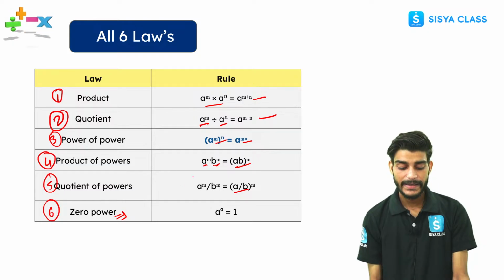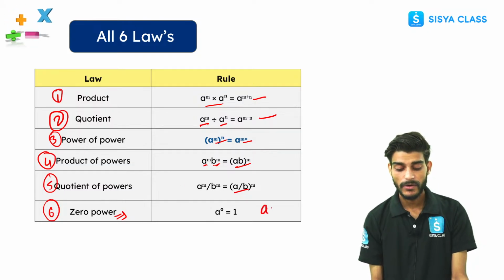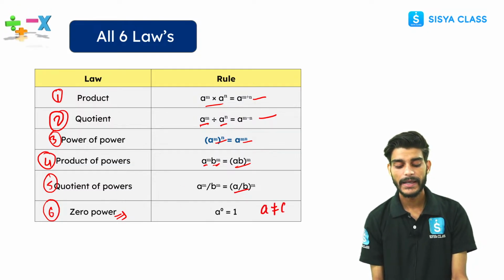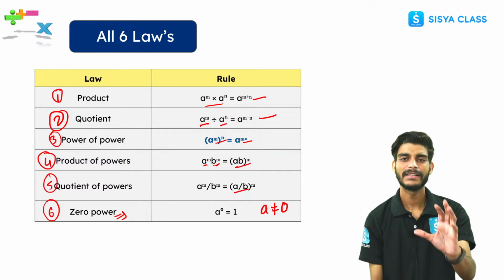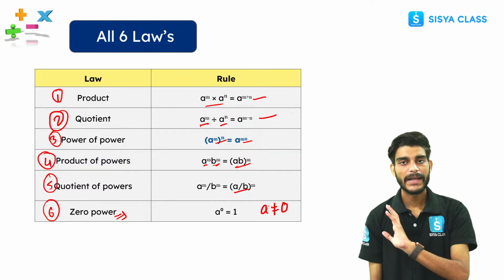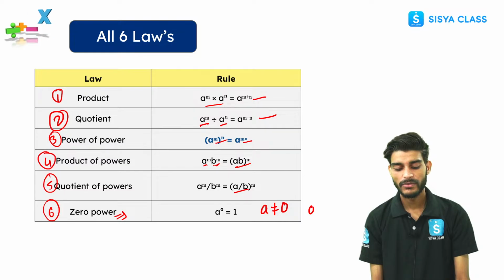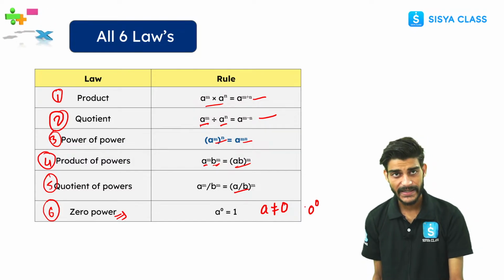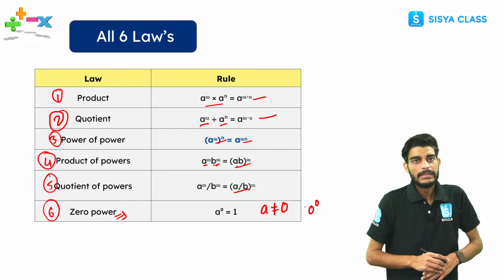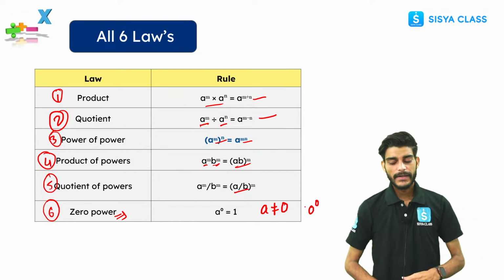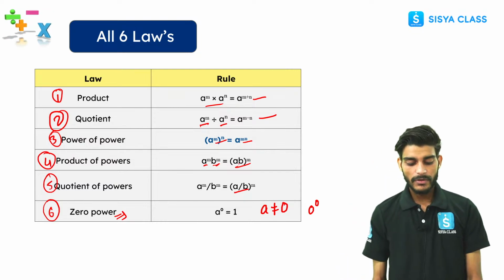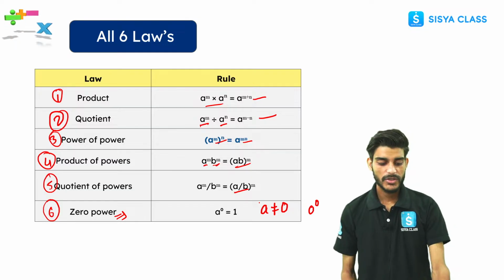Clear? Any number raised to the power 0 is always 1, but here a cannot be 0. This one you should remember. A cannot be 0 here because 0 raised to the power 0 is indeterminate. So any number raised to the power 0 equals 1.